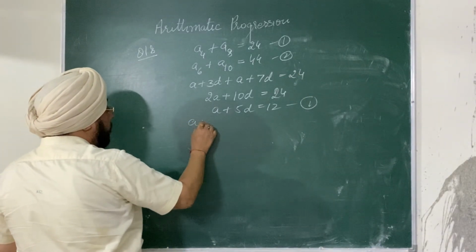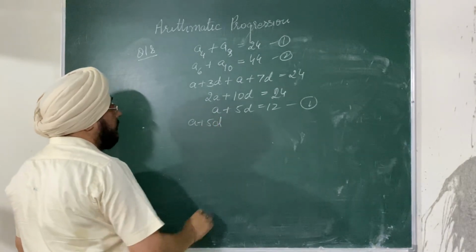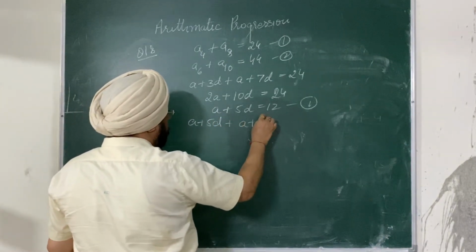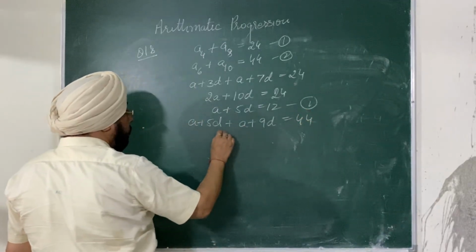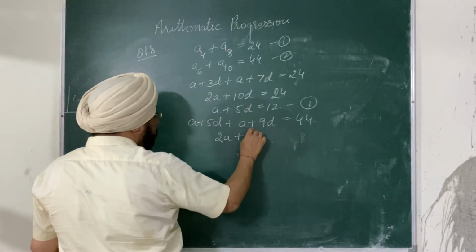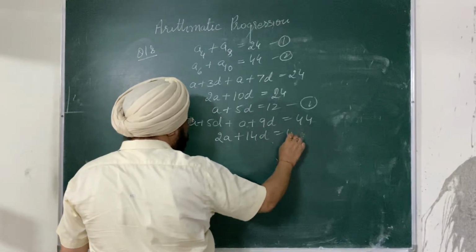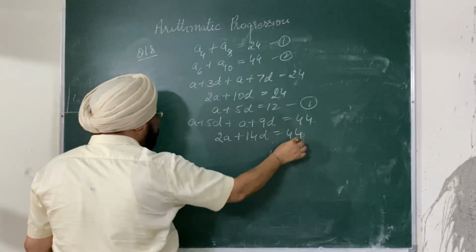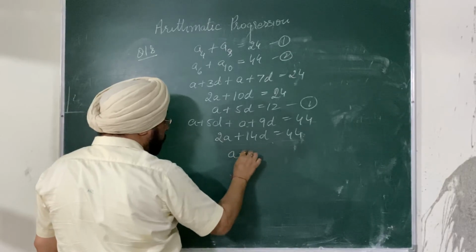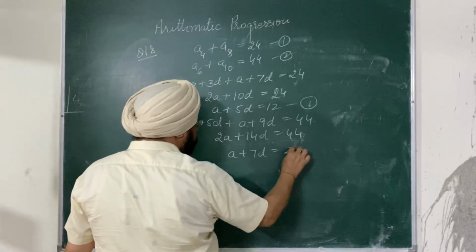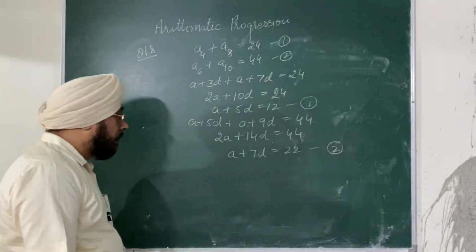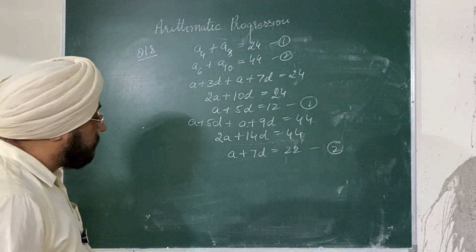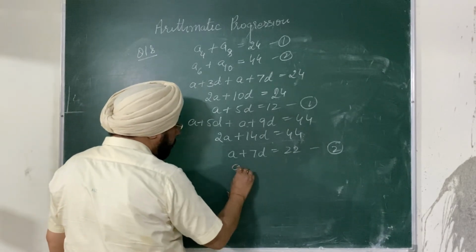Similarly, for the second one, the 6th term means a plus 5d, plus the 10th term, a plus 9d, which is equal to 44. So similarly, we get 2a plus 14d is equal to 44. If we divide both sides by 2, we get a plus 7d is equal to 22. Let it be equation number 2. Now we have to solve the first and second to get a. So I am writing the first equation here.